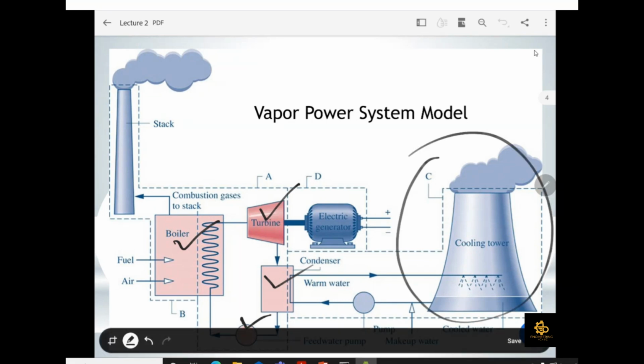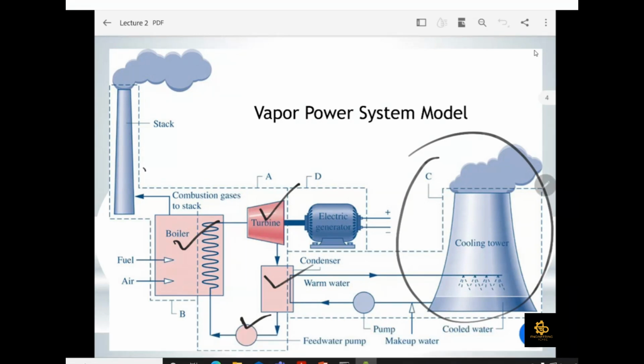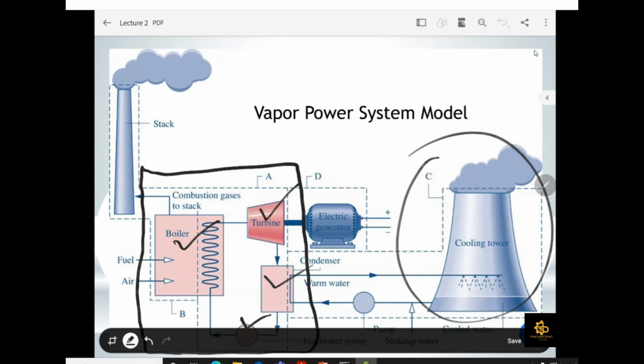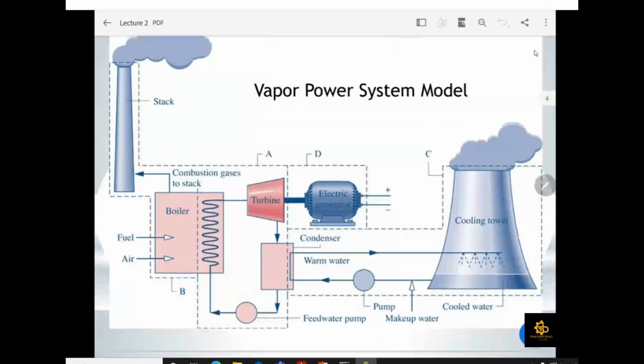The rest of the things are connected to these components in your cycle as well. There will be a cooling tower where you reject the heat. There will be stacks. But for analyzing the vapor power cycle, we just have to analyze these four parts. Right now, our main interest is in these four parts. So this is how your vapor power system looks like.